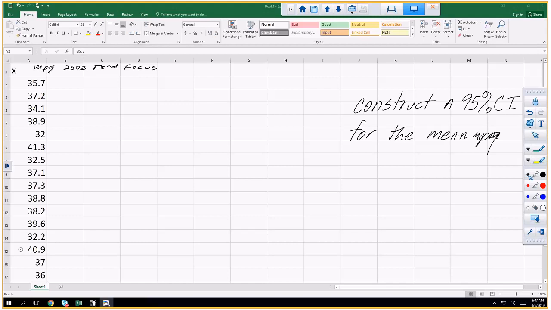I thought that was miles per gallon for your truck. Not my truck, mine gets about 22. All right.